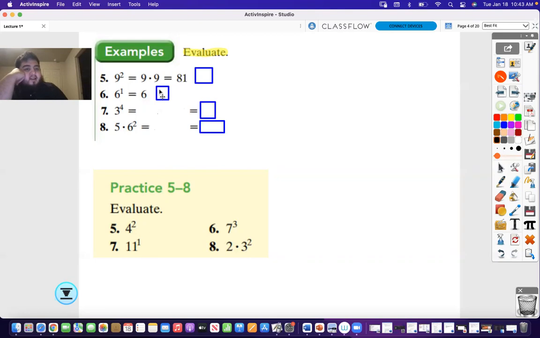Good. Now, what about example 7, 3 to the power of what? How would you say it? At least for me, I'd say 3 to the 4th power. Excellent, 3 to the 4th power. And that tells us how many different 3s we should see? 4. 3 times 3 times 3 times 3. Does everyone agree with that? So now let's multiply. What's 3 times 3? 9. What's 9 times 3? 27. 27 times 3? 81. Did anyone else get something different?